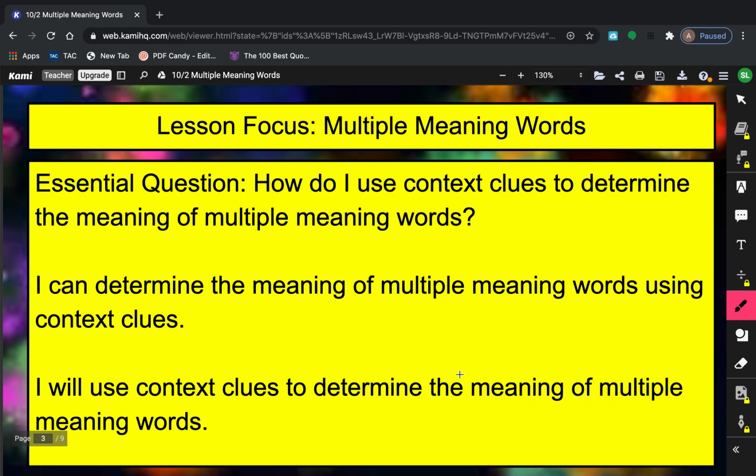Today's focus will be multiple meaning words. The essential question is, how do I use context clues to determine the meaning of multiple meaning words? The I can statement is I can determine the meaning of multiple meaning words using context clues. And the I will statement is I will use context clues to determine the meaning of multiple meaning words.